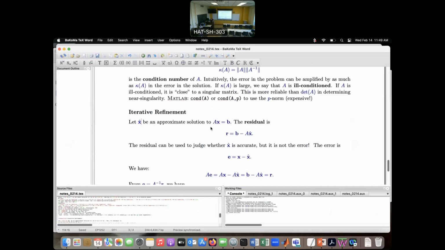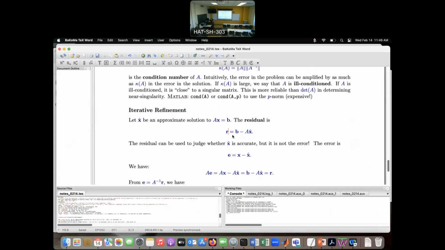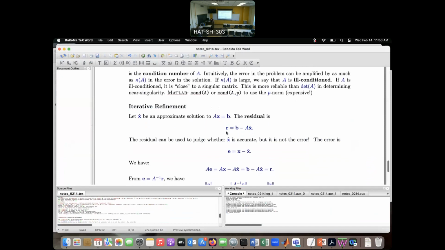Now, what we can do is compute what's called the residual. Basically, you're taking your computed solution and substituting it back into the original equation to see how well it satisfies. This ought to be 0, but it won't be exactly. What you really get is called the residual, r, which is b minus A x hat. Even though the residual is not the same as the error, there is a close relationship. This is the actual error: the difference between my computed solution and the exact solution.